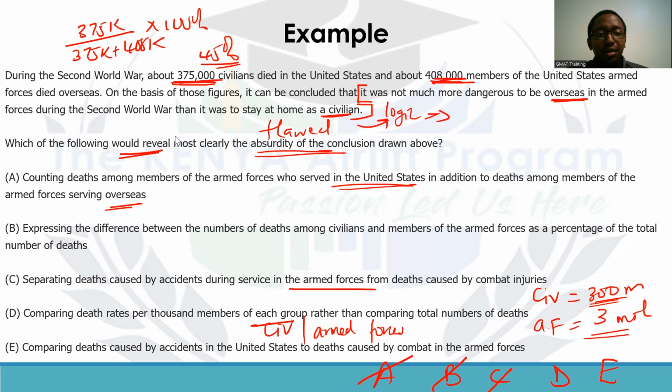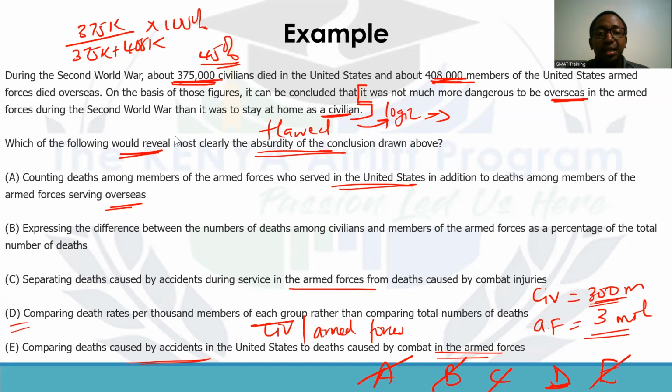So this would now prove the absurdity, that it was actually not more dangerous to be overseas than to be a civilian at home in the United States. So we can keep D. E, comparing deaths caused by accidents in the US to deaths caused by combat in the armed forces. So again, now we are going to causes of these deaths, which isn't really helping us solve our logic flaw. So we can eliminate E.